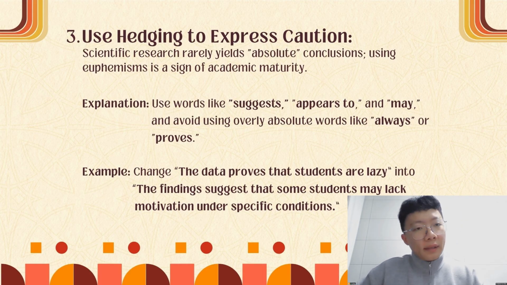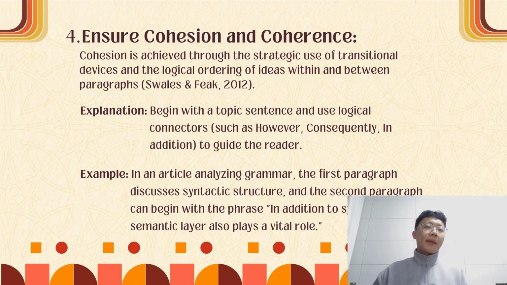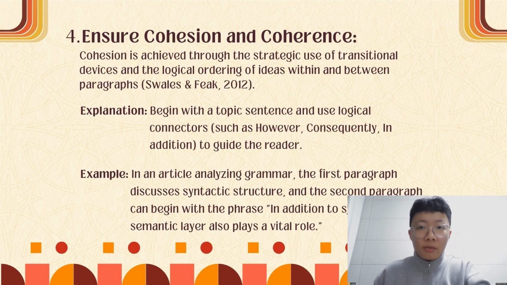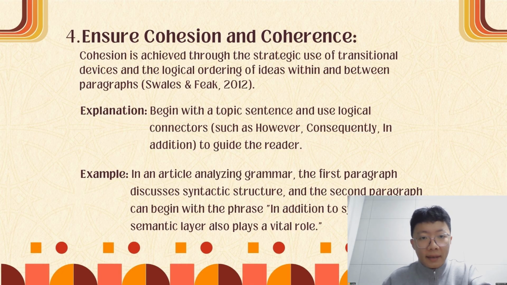And the next one is ensure cohesion and coherence. Cohesion is achieved through the strategic use of transitional devices and the logical ordering of ideas within and between paragraphs, like the square and the fixed set. Okay. And begin with a topic sentence, use logical connectors, such as however, consequently, in addition, to guide the readers.